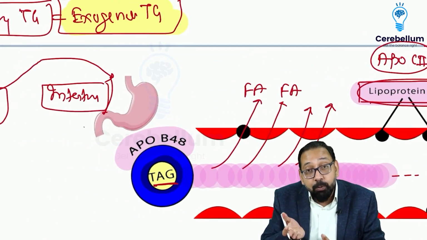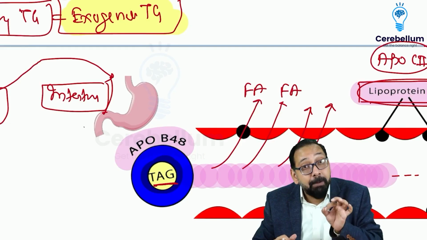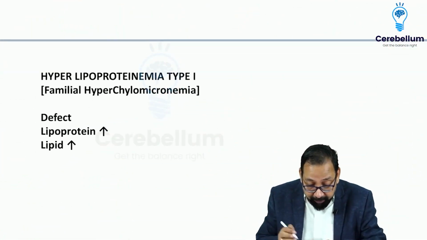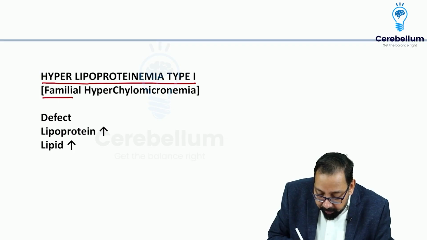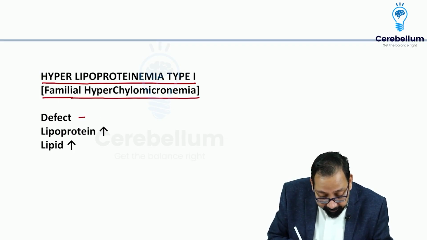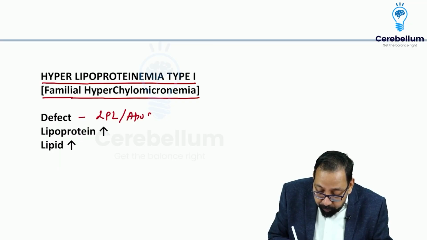So chylomicron will be increased in blood, and that is called familial hyperchylomicronemia. This is type 1 hyperlipoproteinemia, another name is familial hyperchylomicronemia. In this, there is a defect in lipoprotein lipase or an ApoC2 defect.